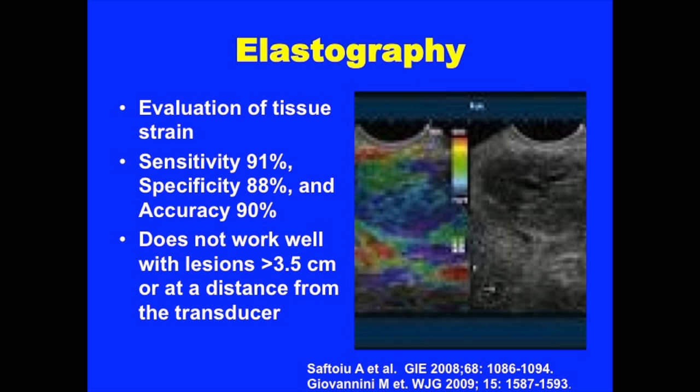One is elastography, in which we use evaluation of the tissue strain to try to tell us if something has more or less vascularity. In studies that have been reporting their sensitivity and specificity, they are usually somewhere around 90 and 88%, with accuracies around 90%. So we're still not to that 95 and above that we are otherwise. The problem with elastography is it does not work well with lesions that are large, greater than 3.5 centimeters, or if they are at a distance from the transducer. So helpful information, but not there yet.